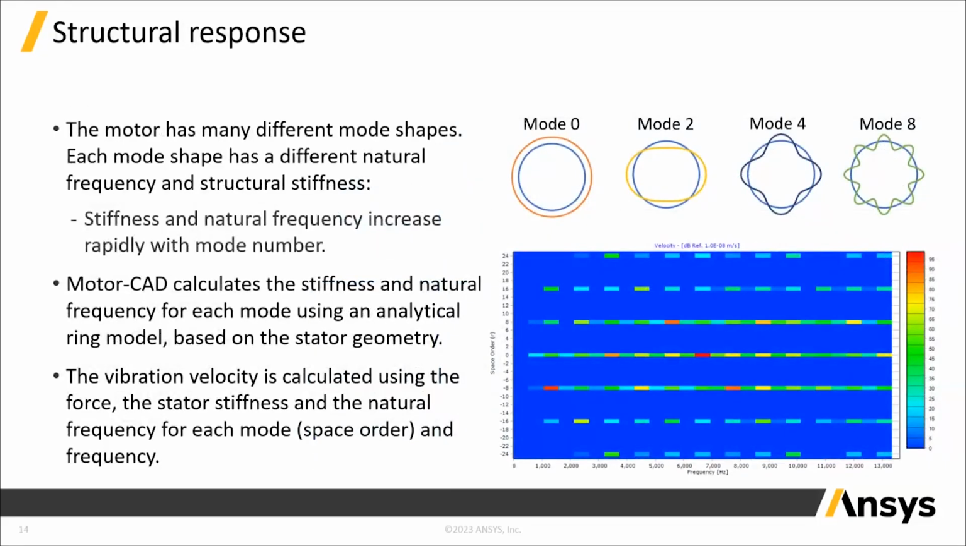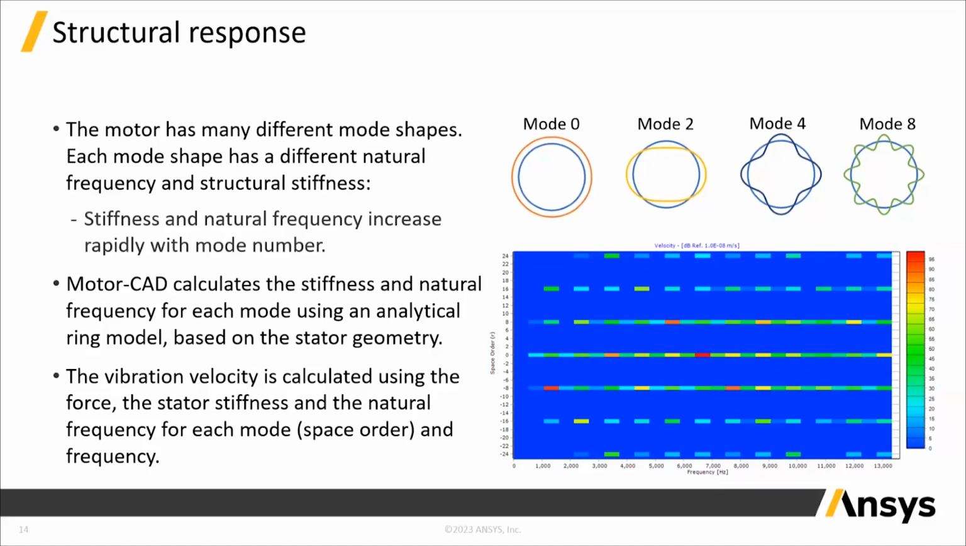So once we've got these forces, we're able to use those to look at the structural response. The motor has got many different mode shapes, and each mode shape will have a different natural frequency and stiffness. The stiffness and natural frequency both increase rapidly with the mode number. And because the systems are mechanically linear, we can consider the overall response as the sum of many different vibrations, and those can be calculated separately.